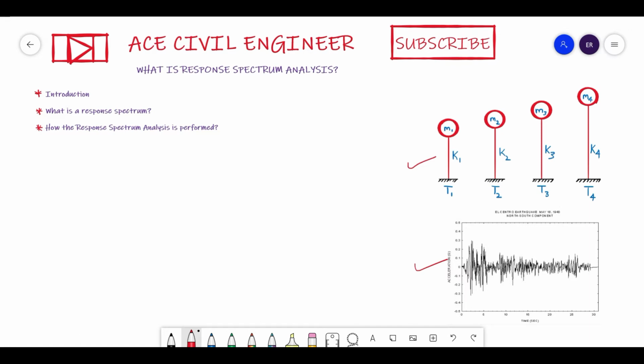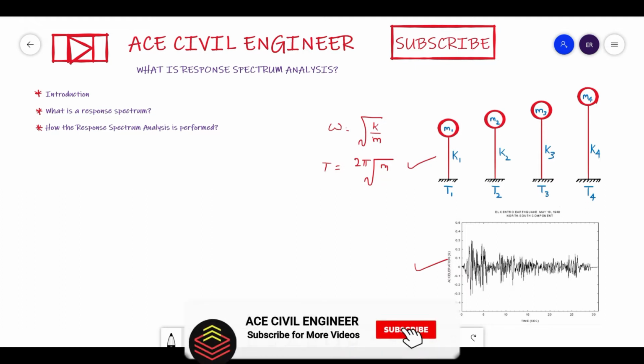If you want to find the natural frequency, friends, I would say omega equals root of k by m. And if you want the time period, then the time period would be 2 pi by omega. 2 pi by omega means again the inverse of root k by m, so it would be 2 pi times root of m by k. Got it, friends? This is how you will find the natural period of a particular system.